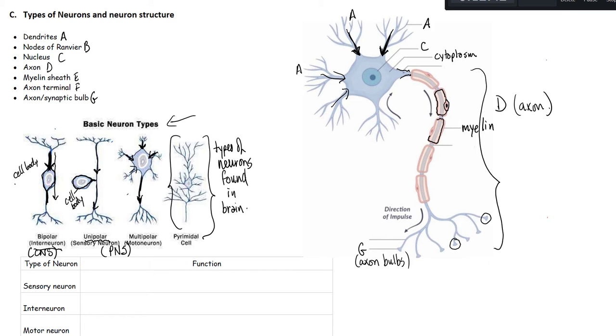And you'll notice that there are gaps in between these cells, and those gaps are our last structure labeled B, and that's the nodes of Ranvier. Nodes of Ranvier. All right, and myelin, which was, I guess, E. Okay, so that's the anatomy of a neuron, and it doesn't matter what neuron you are.